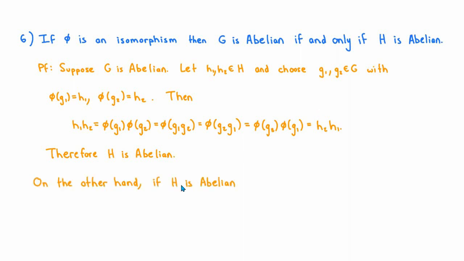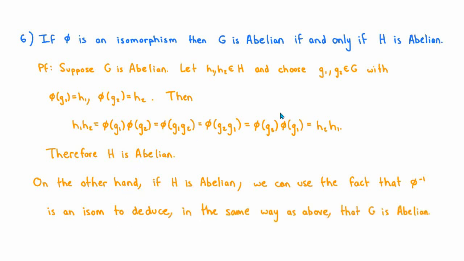To prove the other direction of the property, if we assume that H is an abelian group, then we can go through exactly the same argument, but this time using the fact that the inverse function of an isomorphism is also an isomorphism, and we can deduce in the same way that we did above that G also has to be an abelian group. That completes the proof of this property.